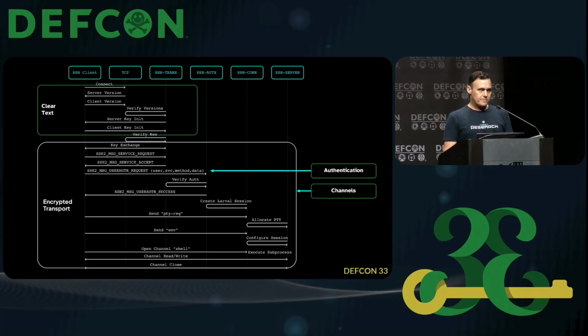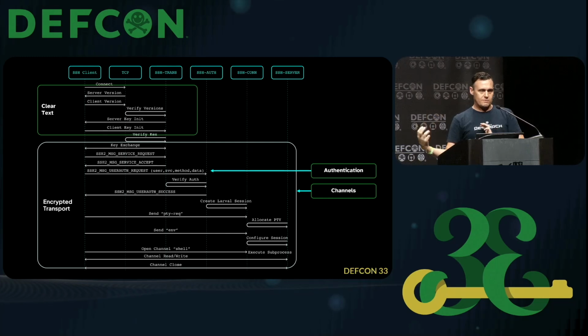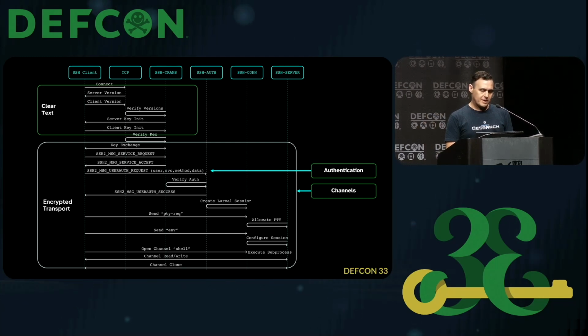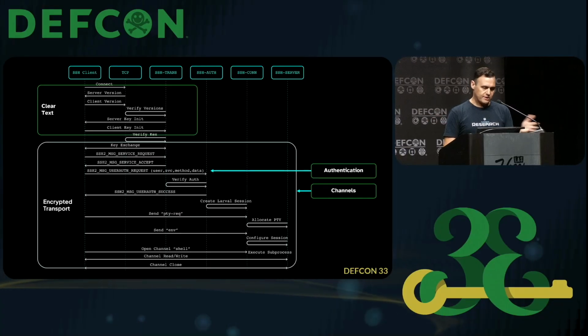So first off, if you look at the SSH protocol state diagram, there's a lot of stuff that's clear text, then a lot of stuff that's encrypted. All your authentication tends to happen after the kext init, and then after you authenticate, everything's multiplexed channels. So just to give an idea of how SSH works.